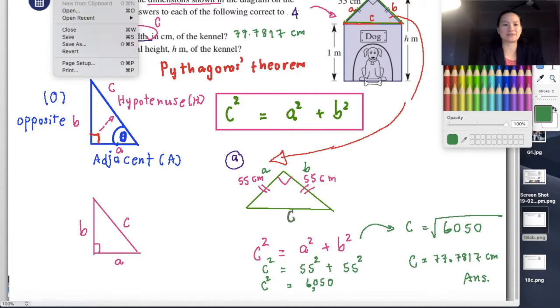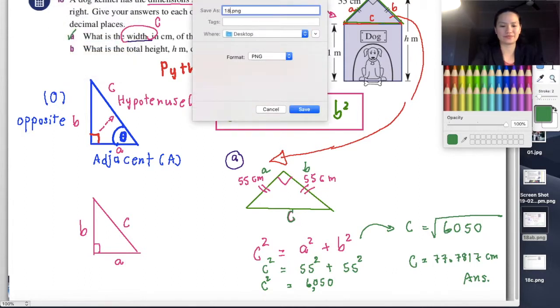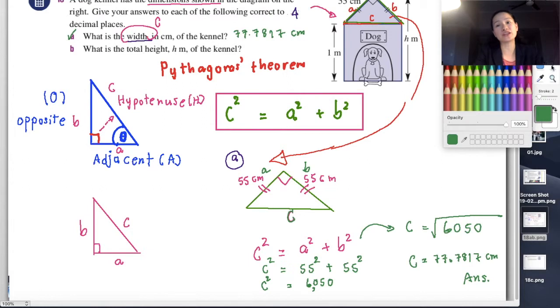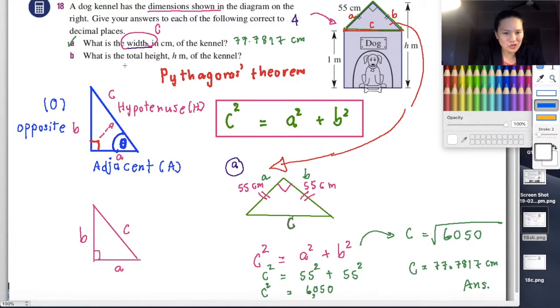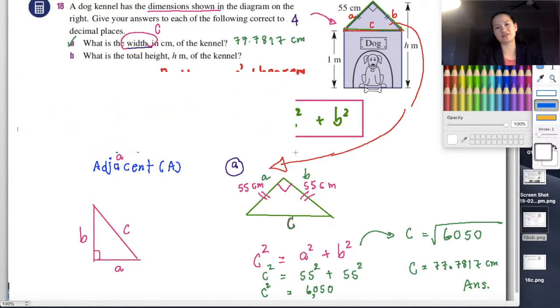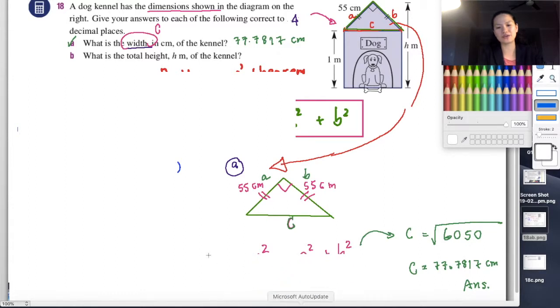Now we do B. Okay, what I'm going to do, I'm going to delete everything that's not related. What they want you to find is the total height, H meters, of the kennel. How about we try to delete everything that's not related first? Okay, I deleted. But I know that C is equal to 77.7817.